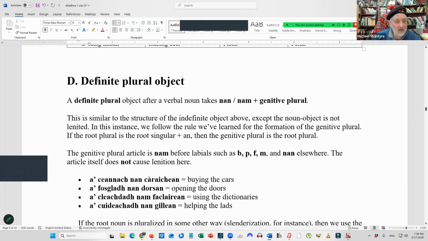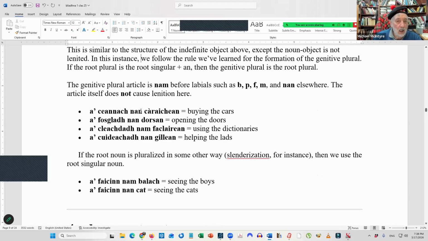Now the definite plural object, and we studied this. So we're just adding to the uses that we can make of it. We use the article nam before the labials, before what is it? It should be mother bakes fine pies, I think. And none elsewhere, and we don't have lenition. So contrary to the indefinite plural, no lenition.